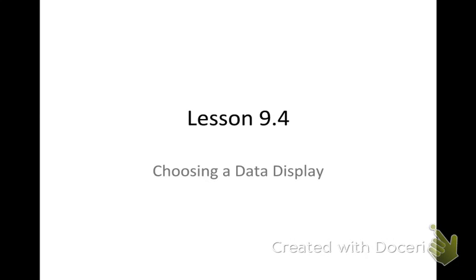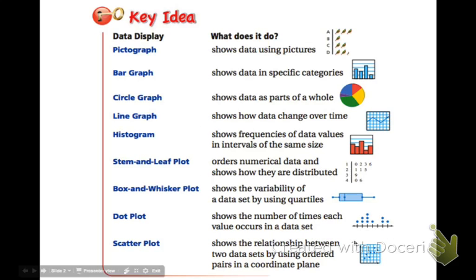Okay, this is lesson 9.4, choosing a data display. So this is the key idea. You can find this in your book on page 394, and it's going to be very useful for you to have when trying to select the most appropriate one. So we're going to discuss each one individually before we continue.